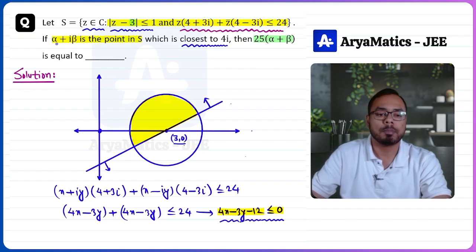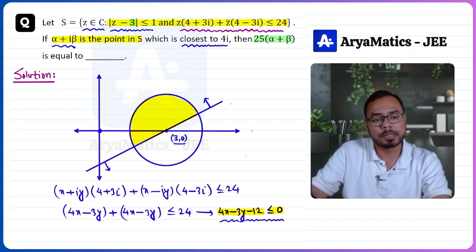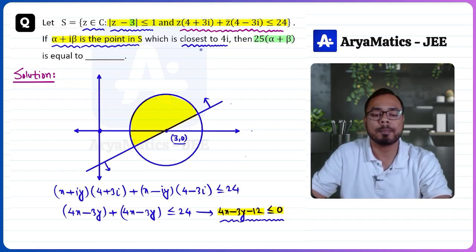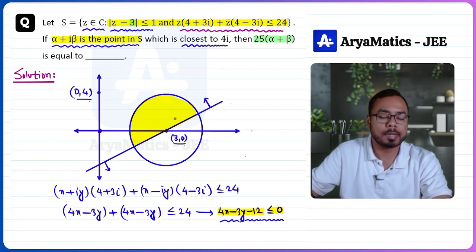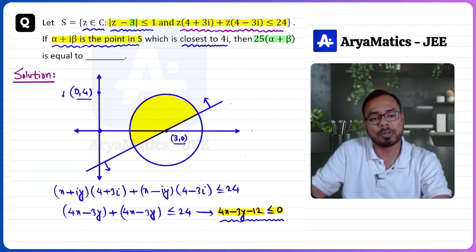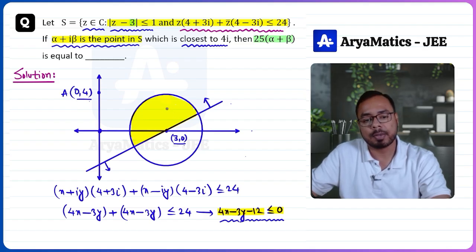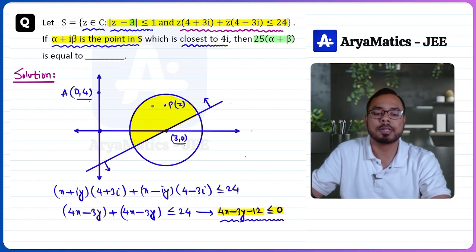Now, alpha plus iota beta is a point in S which is closest to 4 iota. Now 4 iota will be somewhere here. This is point (0, 4). And S is a point in this shaded region, and the distance between these two points, let us call this point A, and you have some point P in this shaded region. So the distance between point P and A should be minimum.